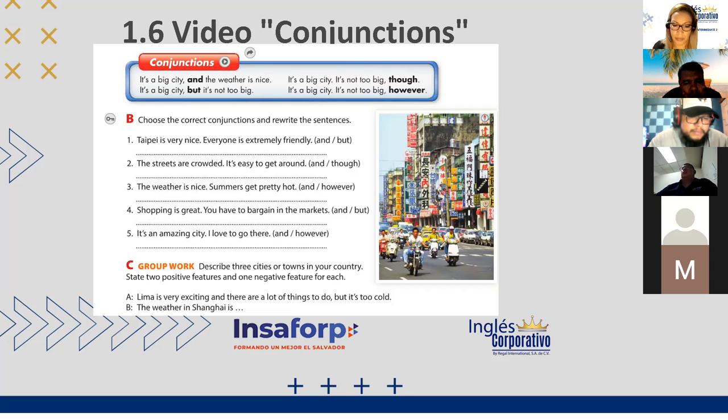Any other question? What is the meaning of "bargain"? Bargain is like regatear. Regatear es como pedir, déjeme en tanto. Yes, we do it frequently. How much are the tomatoes? Four for a dollar. Give me five. Yeah, five for $1. That is the meaning of bargain. It's like negotiate, regatear, negociar precios. Okay. Any other question?